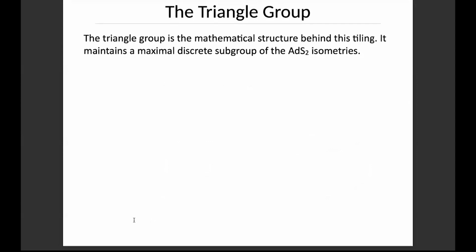Okay. So it's important to note briefly that there is a mathematical structure behind this tiling. We're not just saying, let's put equilateral triangles on and tile the space willy-nilly. You can think of this, mathematically speaking, as a group, and it's called the triangle group. This triangle group maintains a maximal discrete subgroup of the AdS2 isometries. And that's fancy speak for saying that it is the best discrete realization you can make of AdS2 that best preserves the character of that space. Okay?